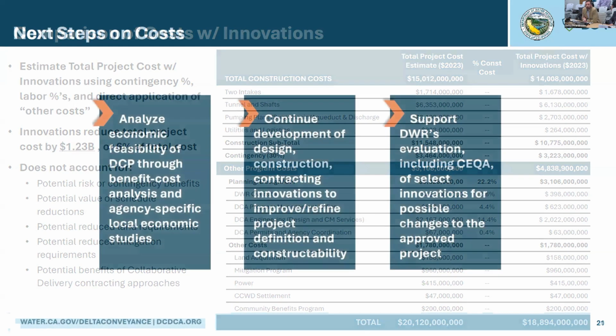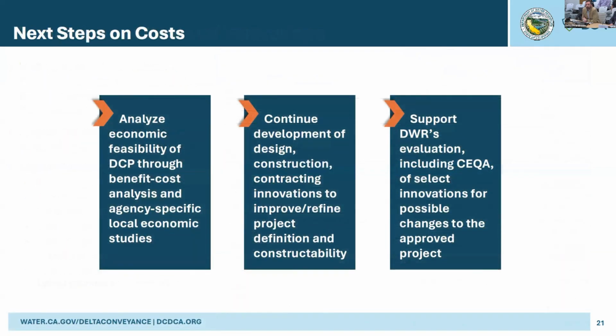So next steps on costs: analyze the economic feasibility of the project through benefit cost analyses and then agency-specific local economic studies. You're going to hear about the benefit cost in just a second. Continue development of the design, construction, contracting innovations to improve or refine project definition and constructability, and then support DWR's evaluation, including CEQA, of select innovations for possible changes to the approved project. All of those spill off of one another and would be potential future activities.